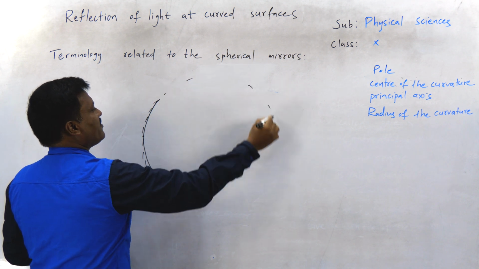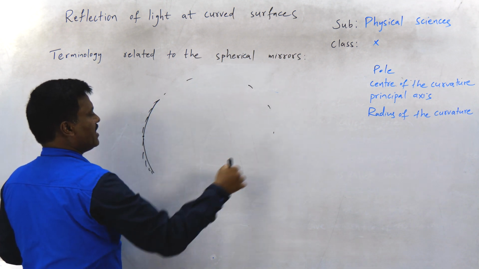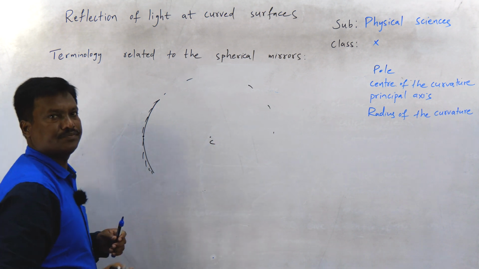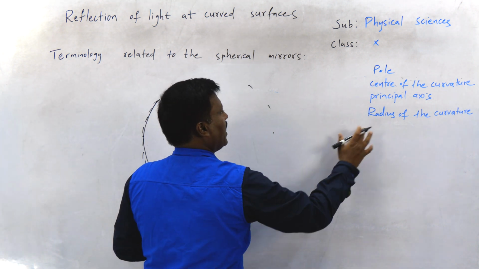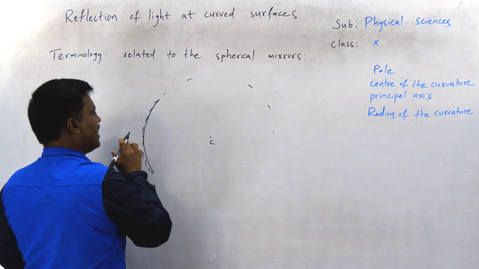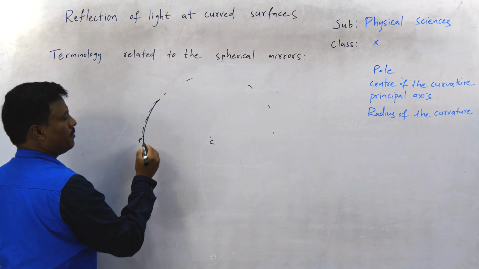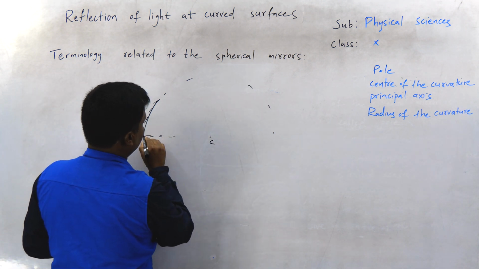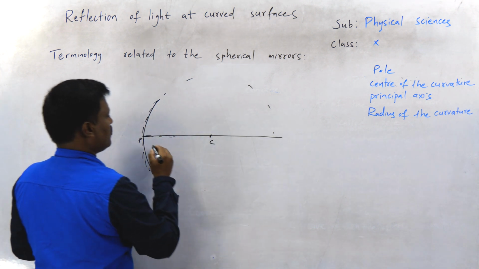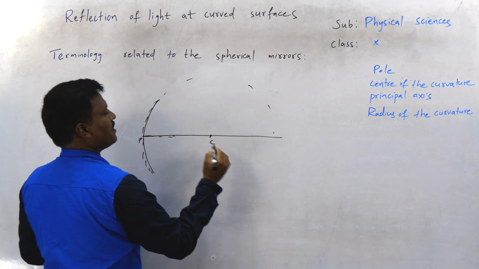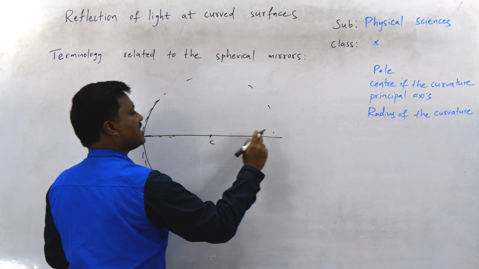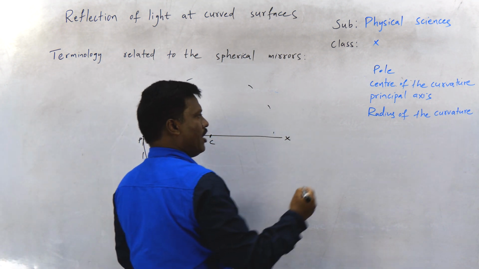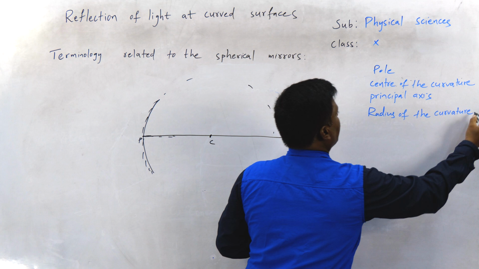These are the part of the spheres. The center of the sphere is called center of the curvature. A line joining the pole and the center of the curvature is called principal axis. So this is pole, this is center, the line which joins the pole and center of the curvature is called principal axis. Now we are going to talk about radius of the curvature.